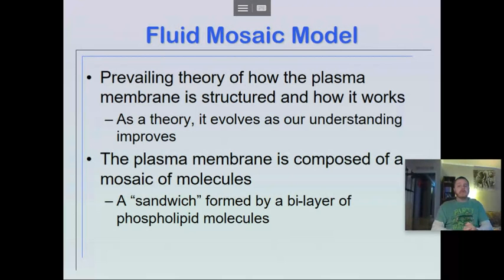What we know today, we're very comfortable with the idea that it is essentially a sandwich or a bilayer of two layers of phospholipid molecules, with other molecules sandwiched in, intermixed within that phospholipid bilayer, that generates what we call the mosaic. It's just this collection of different macromolecules put together to carry out the functions of the plasma membrane. And that's what we're going to talk about next.